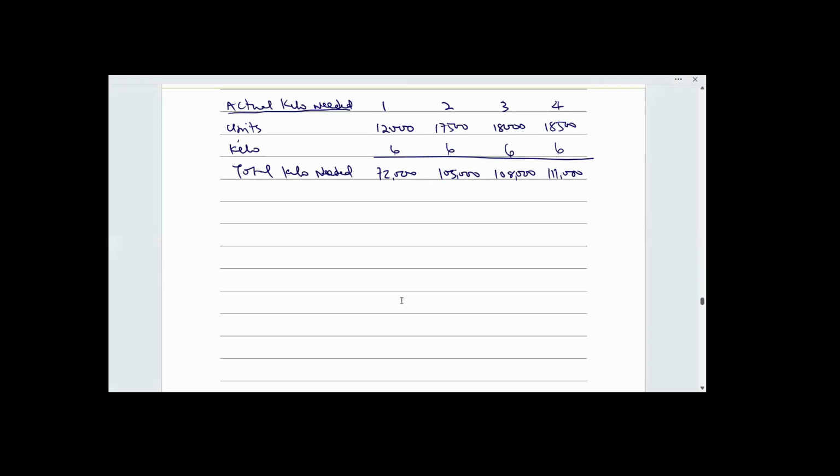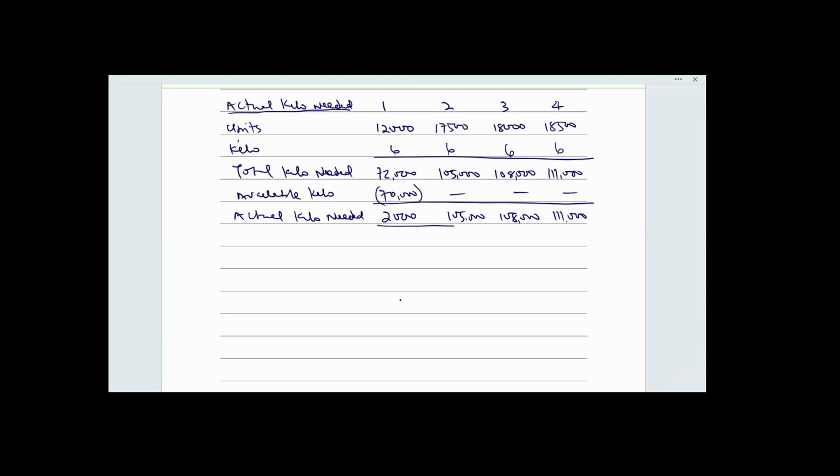I have available kilos. 70,000 in the first year. The 70,000 that you have, you are not going to need it. You are not buying 72,000 if you have 70,000 already in the inventory. Therefore, what's the actual kilo needed? So here will be 2,000, 105, 108, then triple 1,000. So this represents the actual kilo needed.